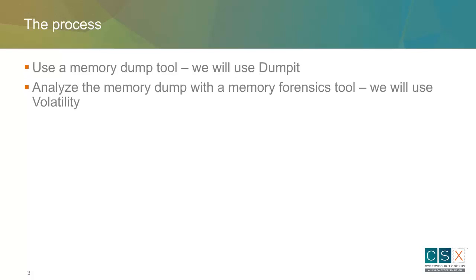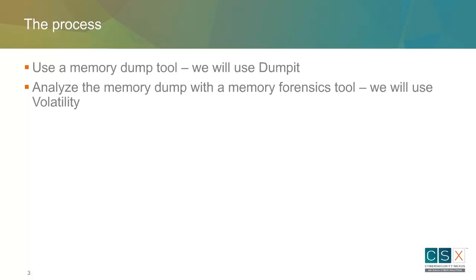Now, the current version of Dumpit supports Windows XP all the way up to Windows 10, and provides extra information during the acquisition, such as directory table information, debugging data structures, and some other things that are mandatory for working with memory analysis tools like Volatility.